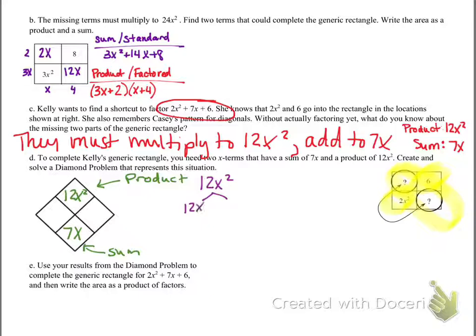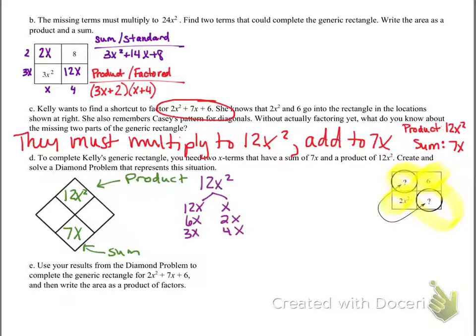Let's go nuts. 12x and x. 6x and 2x. 3x and 4x. I guess I could go through the negatives, but let's just not get into that right now. Okay, now I can't think of any more combinations that would multiply to 12x squared.